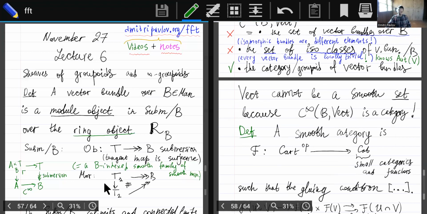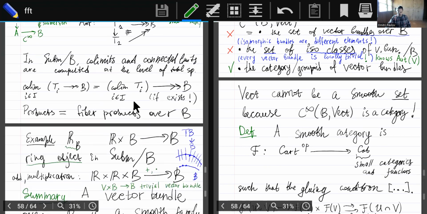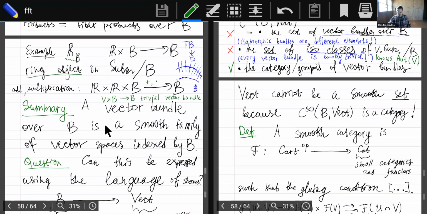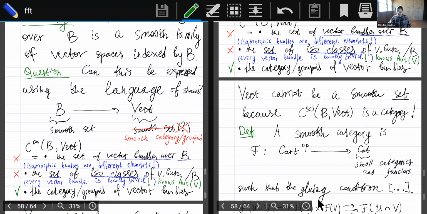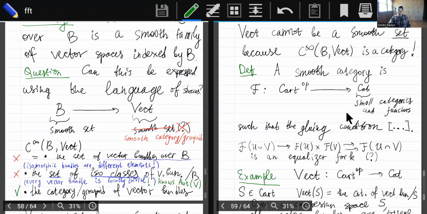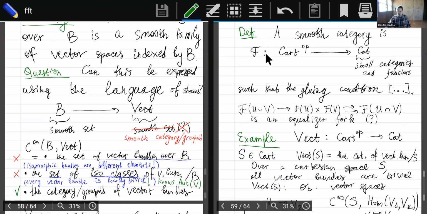All right. So let's see now what exactly is a smooth category? And our definition is going to be pretty much a replica of the definition of a smooth set. As before, we are going to have a contravariant functor from Cartesian spaces and smooth maps. And previously here we had the category of sets. And now I'm going to place here the category of small categories and functors. Or alternatively, you could have chosen small groupoids and functors.